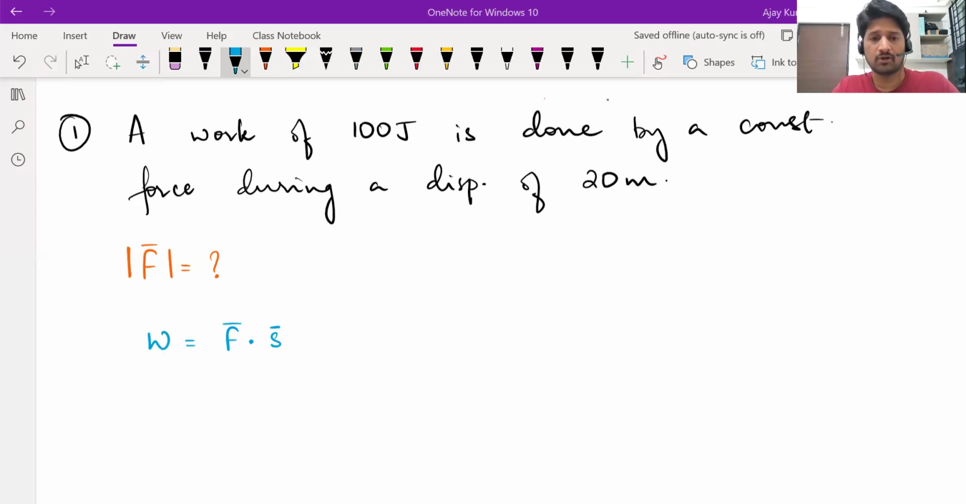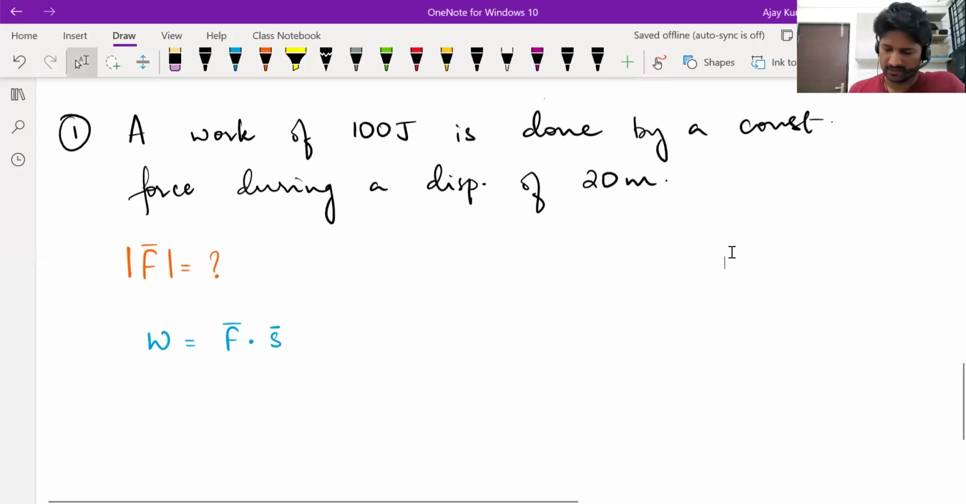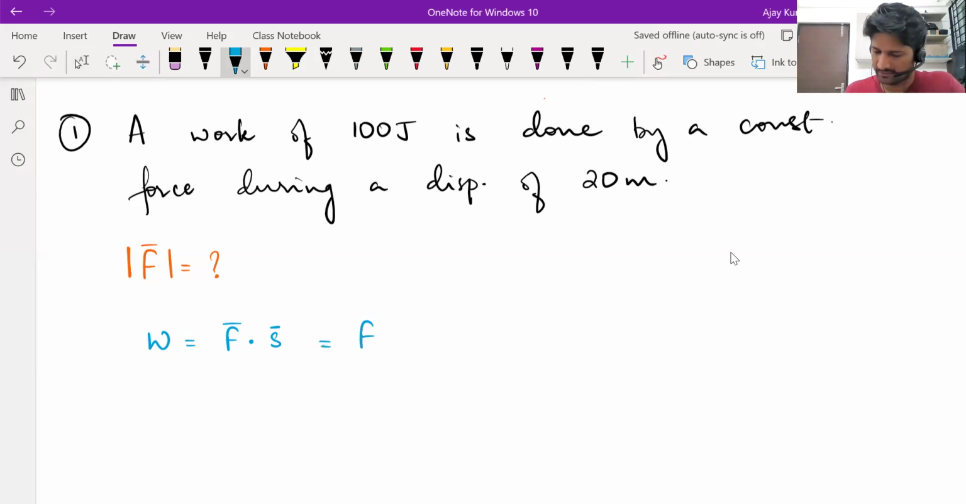What is the formula for dot product, A dot B? AB cos theta. So here it becomes Fs cos theta. Now in the question you are given the amount of work done, you are given the displacement, but you are not given the angle, and without that you cannot calculate the force. They said it's a constant force, but they didn't mention at what angle it is acting with the displacement.